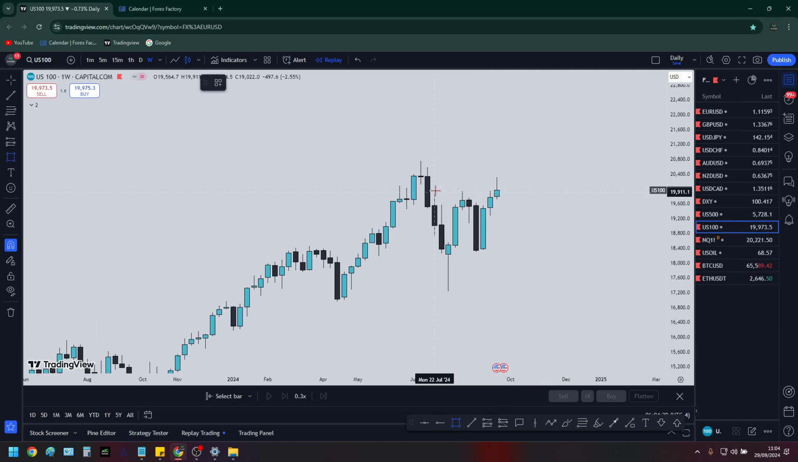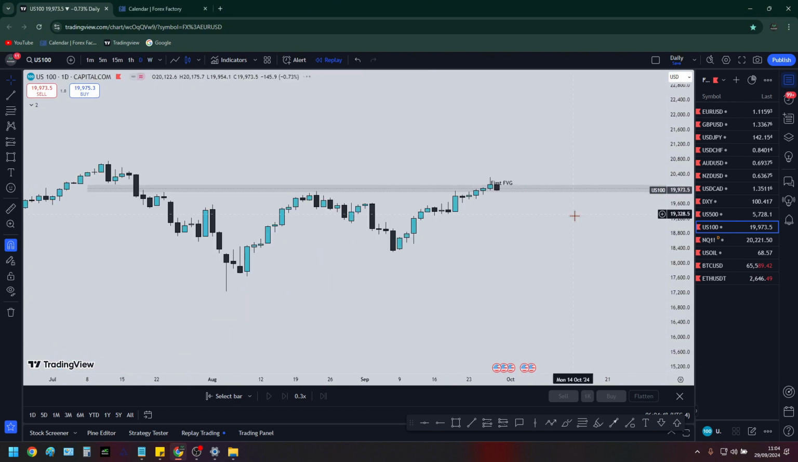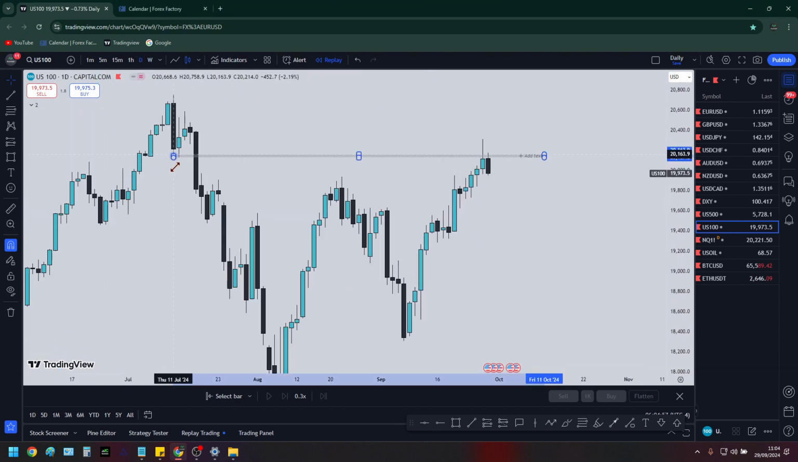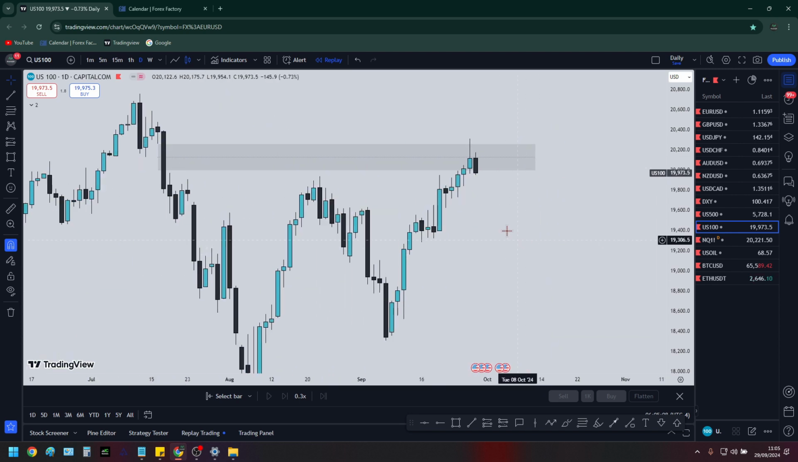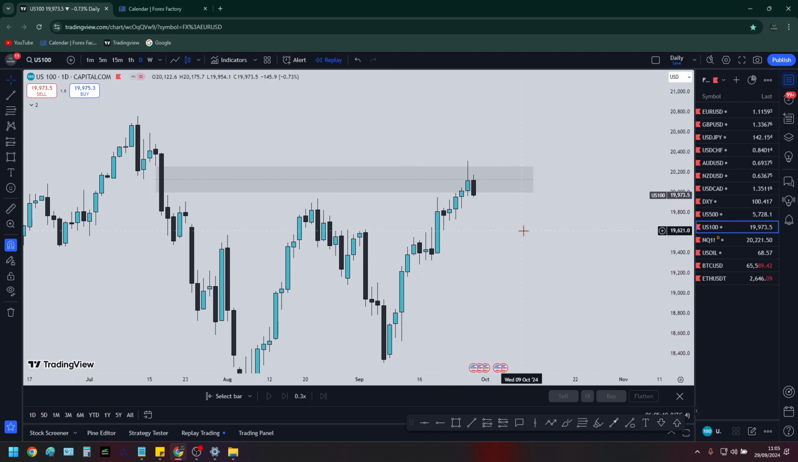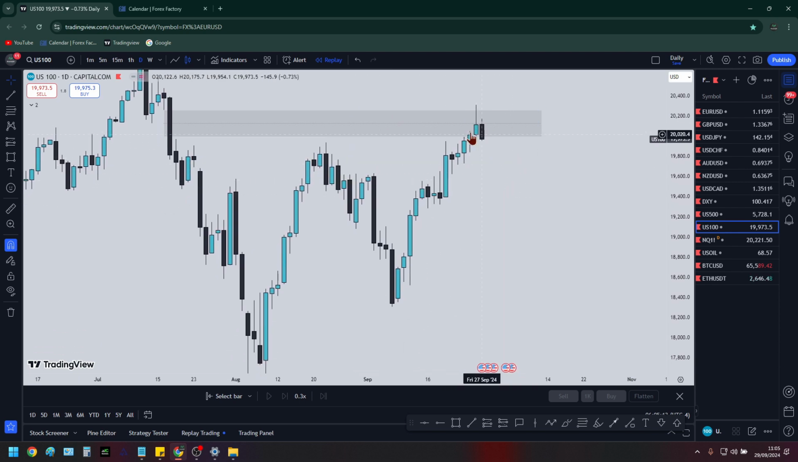reacting from this fair value gap here on the weekly, which is significant, but we'll see. This is the weekly. If we can break it down to the daily, 50% on the daily, we'll see. We might retrace, but if we're bullish, we'll continue higher. I don't see an interest for the price to come lower. I think this is all efficient. I don't see a purpose for price to come lower and then higher.